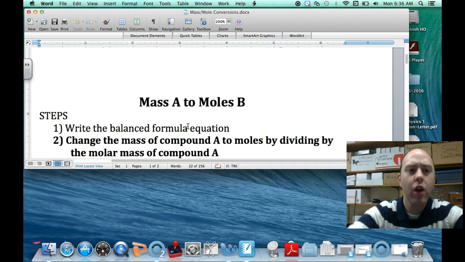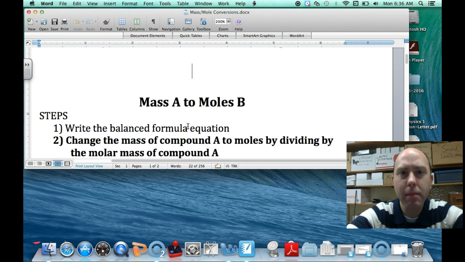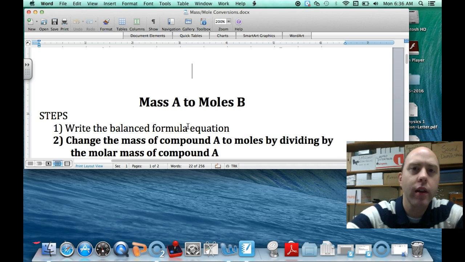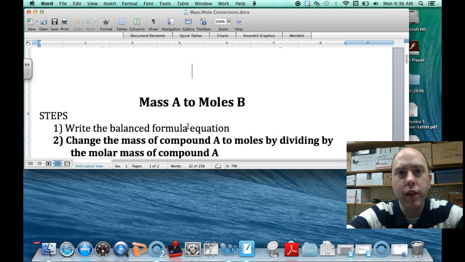Next, we have to change the mass of compound A to moles by dividing by the molar mass of compound A, because here's our end game. Basically, let's pretend I start with 18 grams of oxygen, but I want to figure out how many moles of sulfur there are. The only way to go from one type of element like oxygen to another type of element like sulfur is to first change everything to moles.